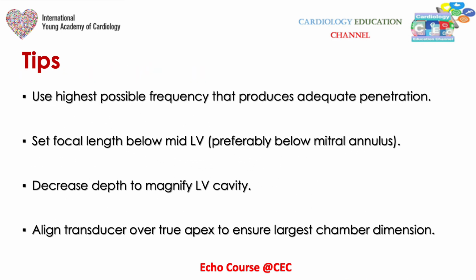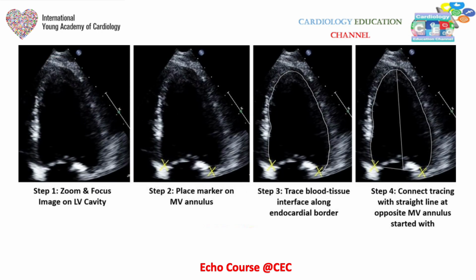So you have some tips here to get the best images. Use the highest possible frequency of the probe that produces adequate penetration. Set your focal length below the mid-left ventricle, preferably below the mitral annulus, and decrease the depth to magnify the LV cavity, and align the transducer over the true apex to ensure the largest chamber diameter.